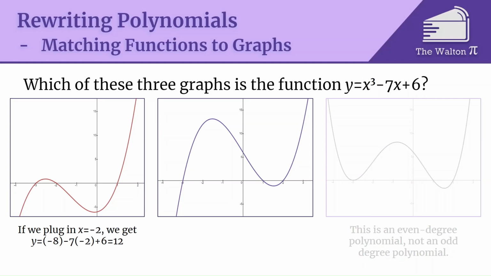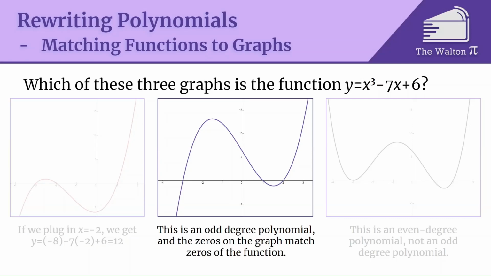Now this first graph, if we plug in x equals -2 into our original function, we get -8 minus 7 times -2 plus 6, which ends up being 12. And so in this red graph, this very first graph, we have x equals -2 as a 0, but -2 is not a 0 of our function, so we can eliminate that graph. And then what we are left with is this one.